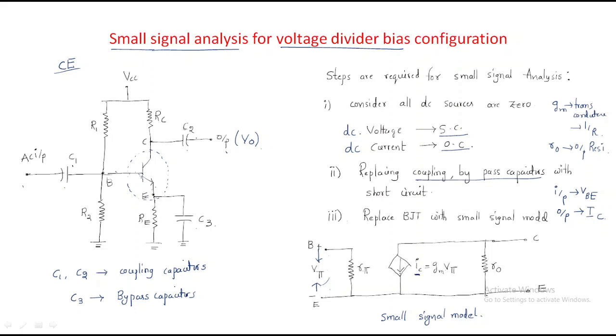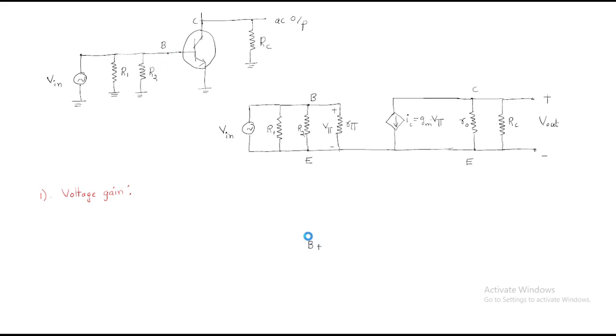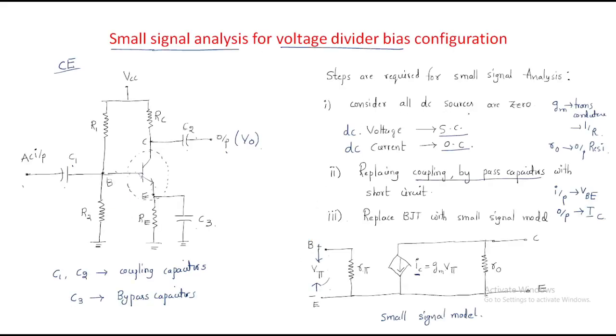So this is the dependent source. It depends on gm as well as Vπ. gm is the transconductance of the circuit. And we have ro between collector and emitter. Okay, this is the small signal model. That's why we have to convert the structure into this model. And the first step is to consider all the DC sources zero.